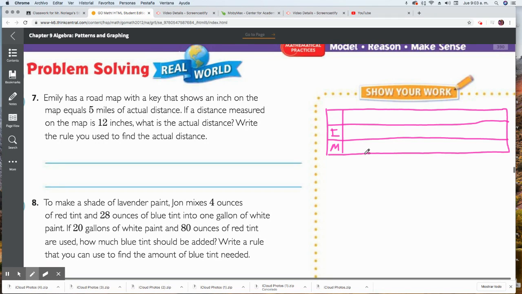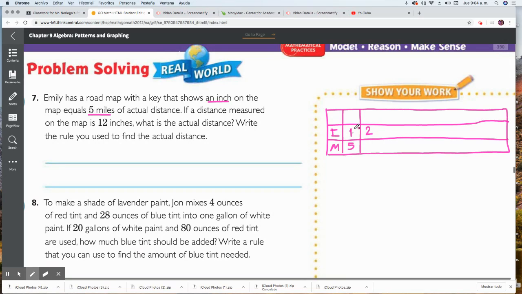For 1 inch, the key says that for 1 inch on the map, that equals 5 miles. Now what about 2 inches? I need to use this pair of numbers to find a relationship to give me the number of miles. So if 1 inch equals 5 miles, how many miles are 2 inches?